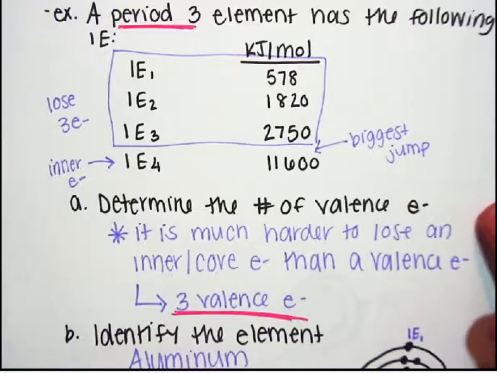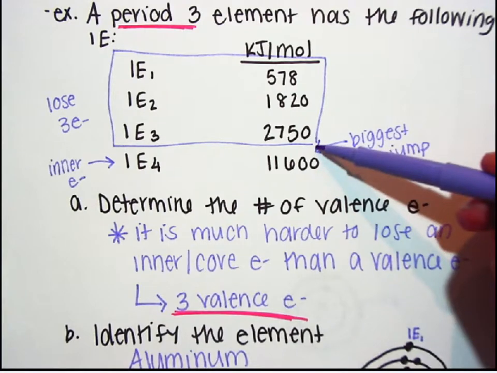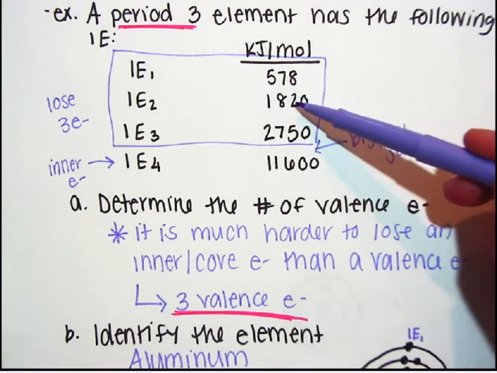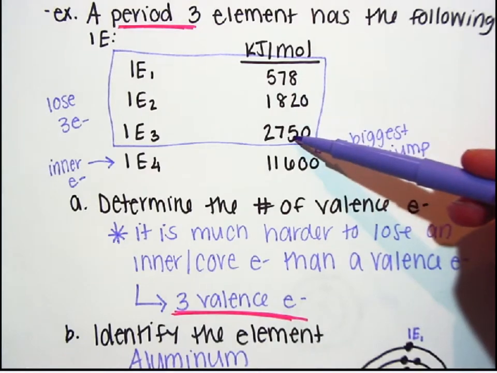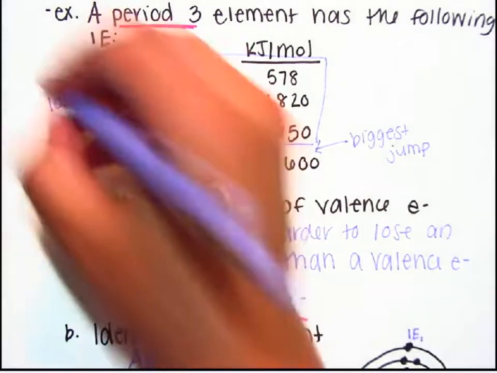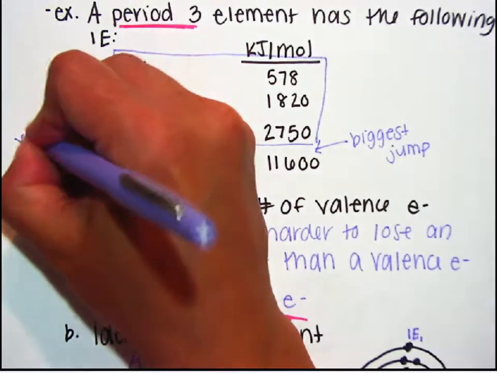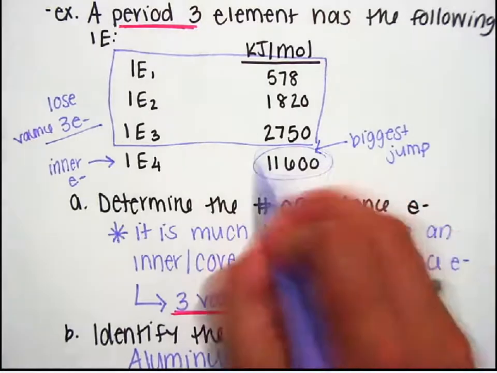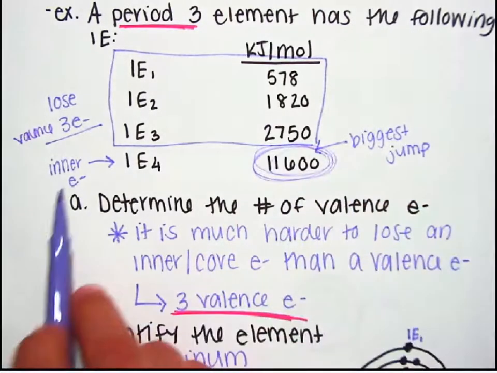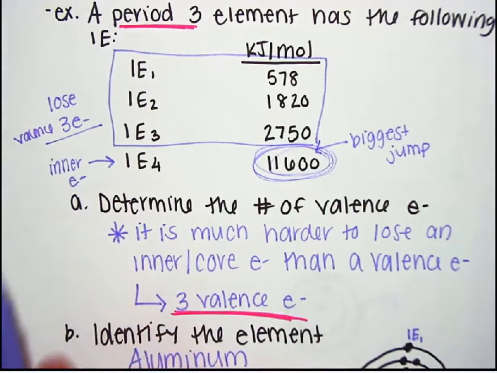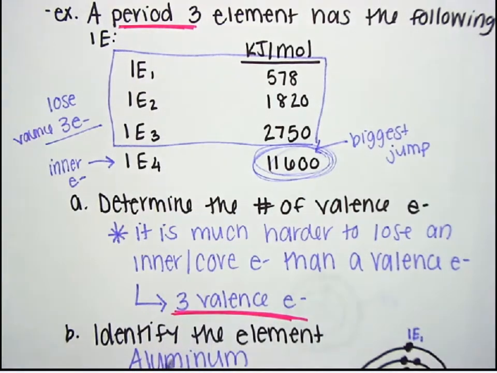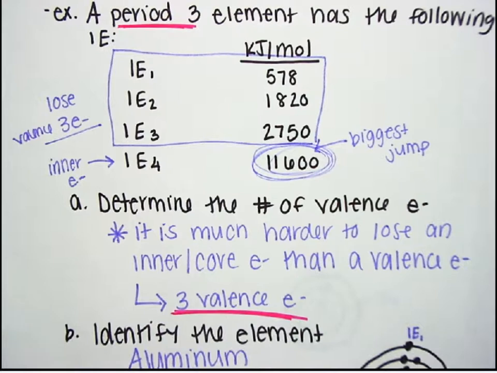So that is your key for these types of problems. Figure out where you have the biggest jump in energy. The electrons that are more easily lost are all going to be valence electrons. The first electron that is much more difficult to lose is going to be your inner core electron. Once you know what period the element's in and how many valence electrons you have, you can use your periodic table to identify it.